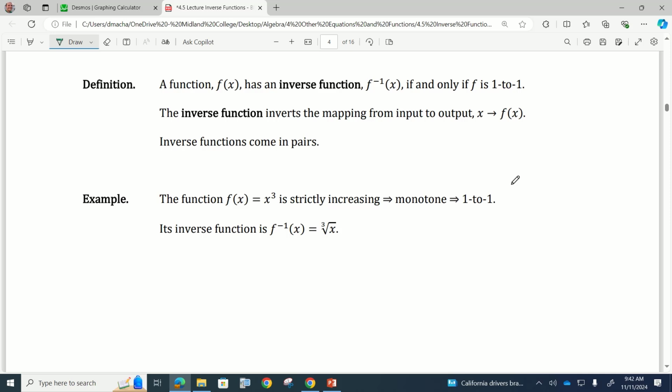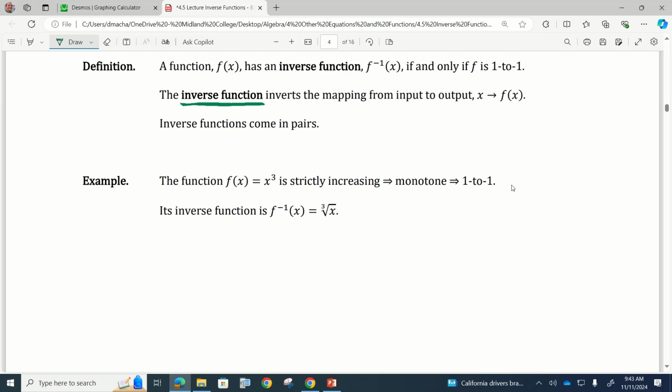Okay, a function has an inverse function. That's the new word in this definition. A function has an inverse function if and only if it's one-to-one. An inverse function is the function that inverts the mapping from input to output. So I'll try to draw a little picture again.